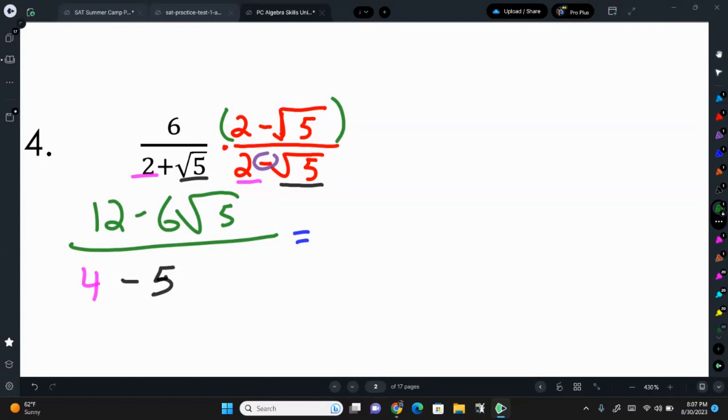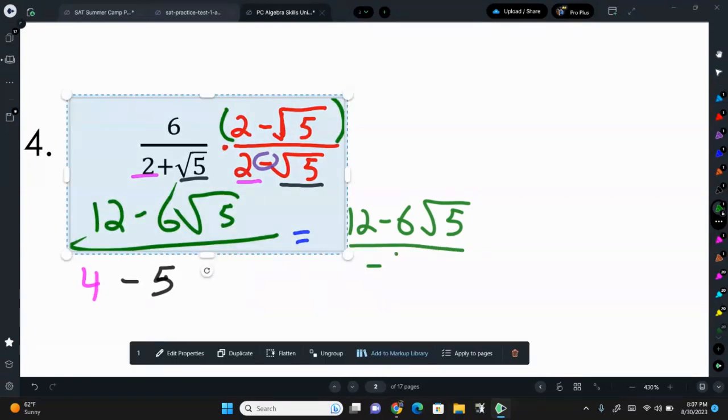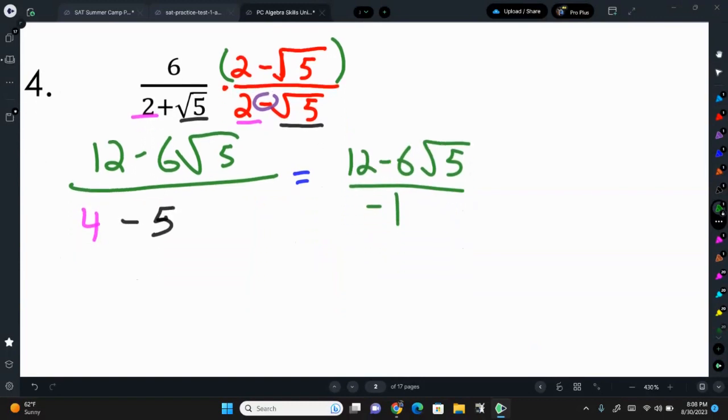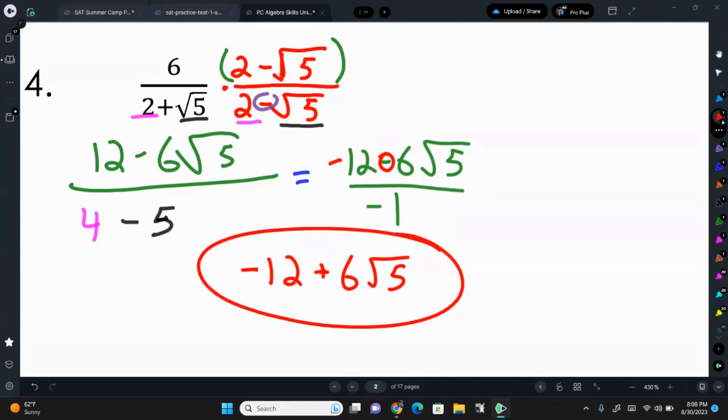Okay, so now we have 12 minus 6 times the square root of 5 over 4 minus 5, which is negative 1. Now, we don't need to write divided by negative 1. We can just deal with that by changing these signs. So this would be our final answer.